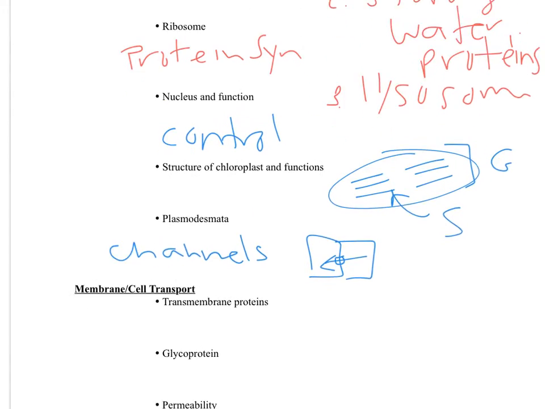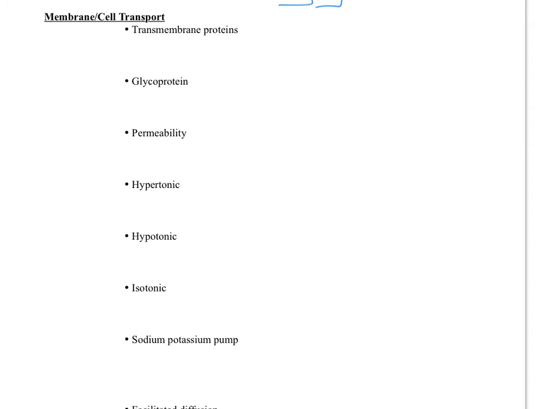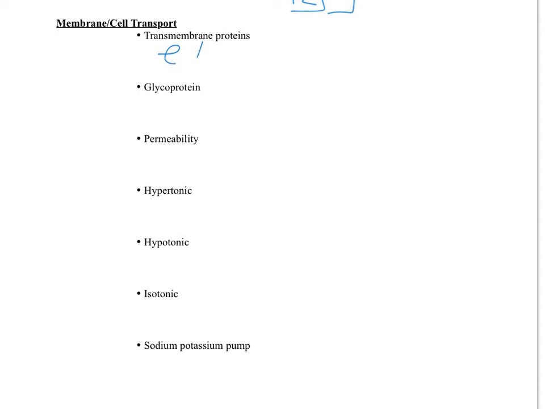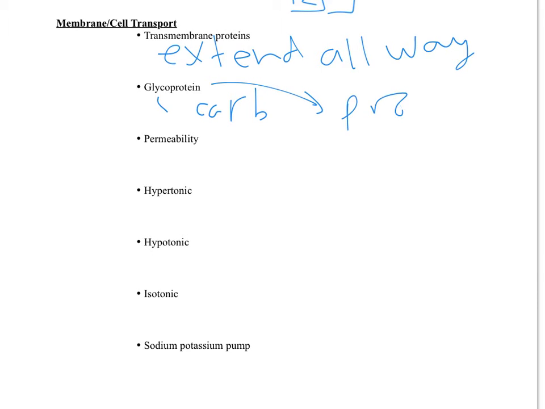Okay, moving on to membranes and cell transport. There are lots of different proteins on the membrane, if you remember. We learned about peripheral proteins and integral proteins. One of the integral proteins we learned was a transmembrane protein, and these extend all the way through the membrane. Another protein on the outside of the cell membrane is a glycoprotein. Glyco means carbohydrate, so it's a carbohydrate attached to the protein.